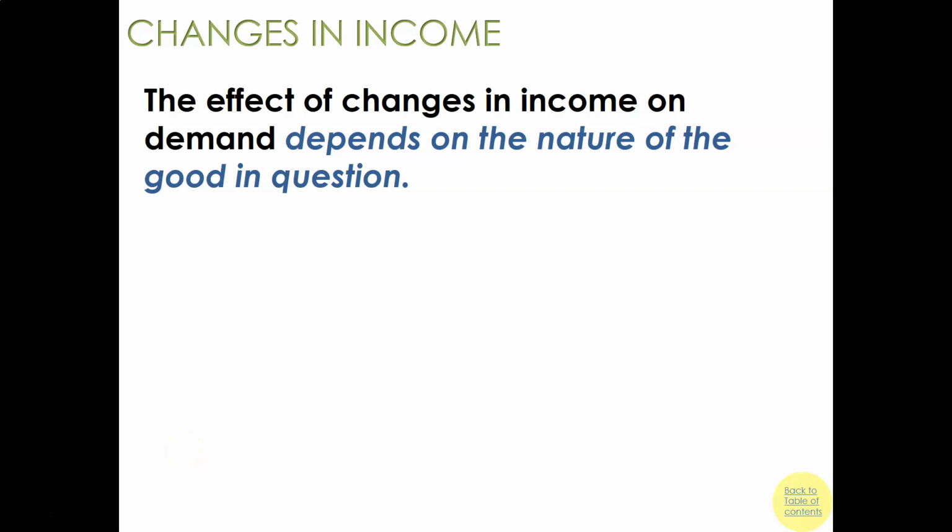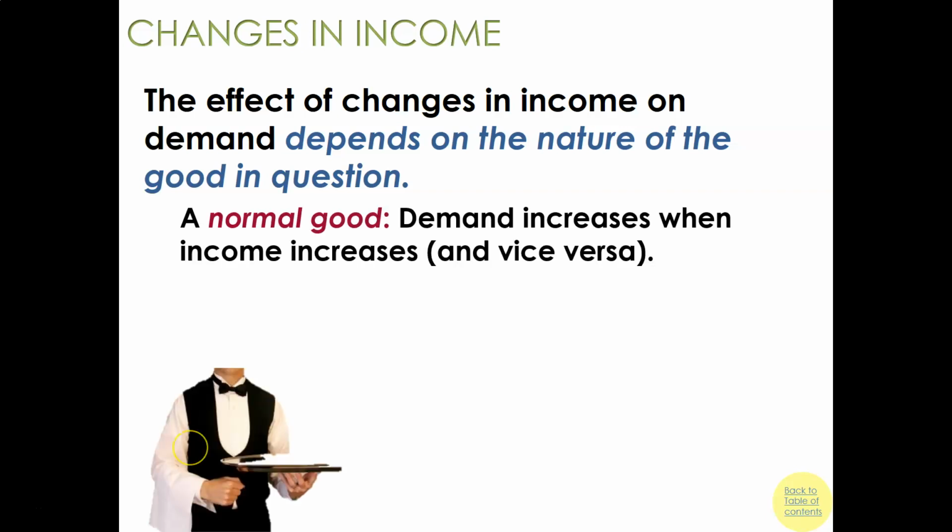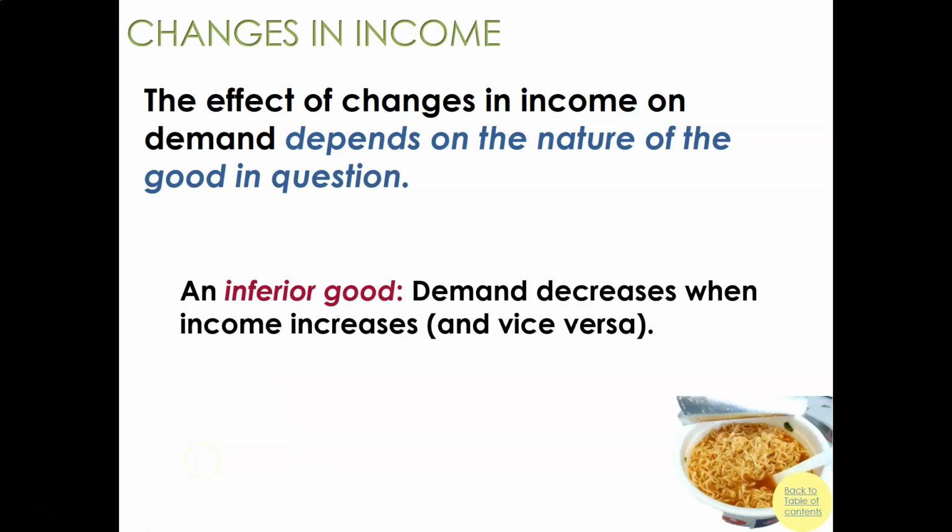Changes in income. If an income increase occurs, then the effect on the demand curve depends on whether the good is one of these types, and that is a normal good, so demand increases when income increases. Restaurant meals out might be a good example. You've got more money, you tend to eat out more often. But if it's an inferior good, which doesn't mean quality, but means specifically that demand decreases when income rises.